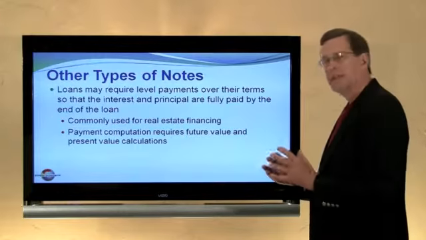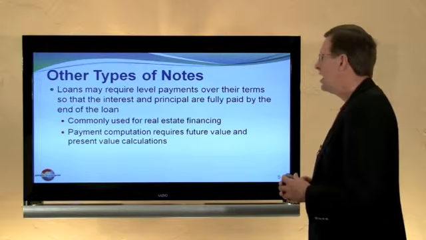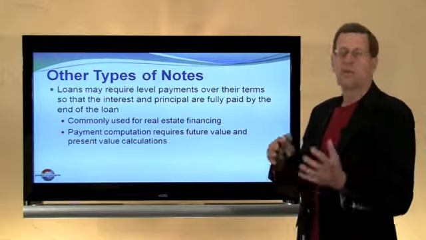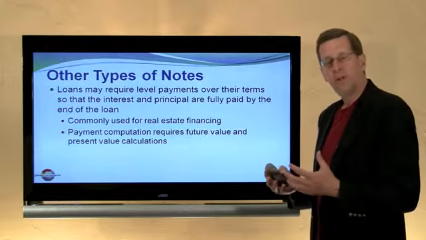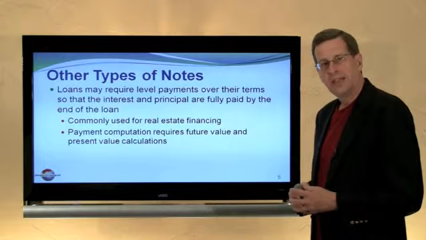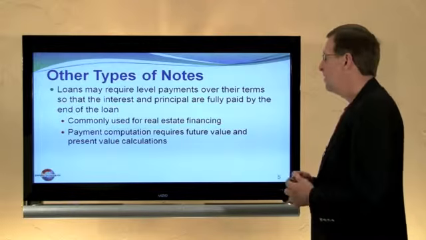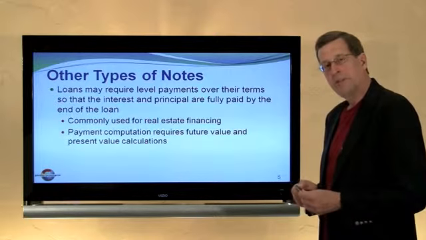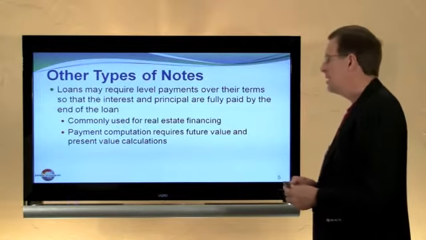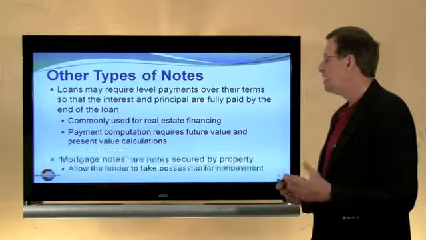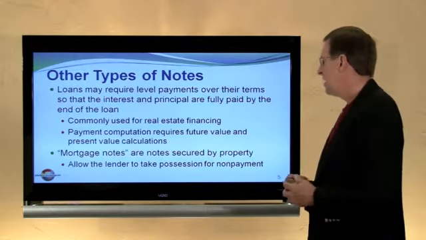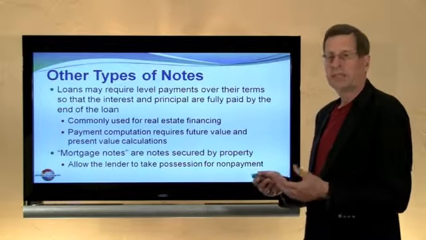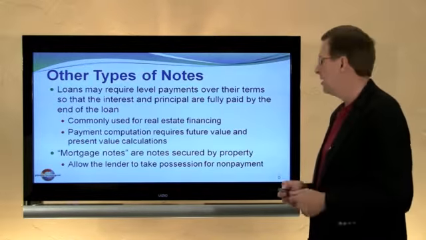Now, in contrast to the term note that I illustrated, recognize that other notes may involve payments over the life of the note so that principal and interest are paid uniformly over the borrowing period, and at the end of the life of the note will have been fully paid off. These are commonly used for real estate transactions. To calculate the amount of payments on these notes requires an understanding of both present and future value calculations. Sometimes these notes are called mortgage notes because the property secures payment of the note. If the party that owes the money doesn't make payment, the lender can go take back the real estate.